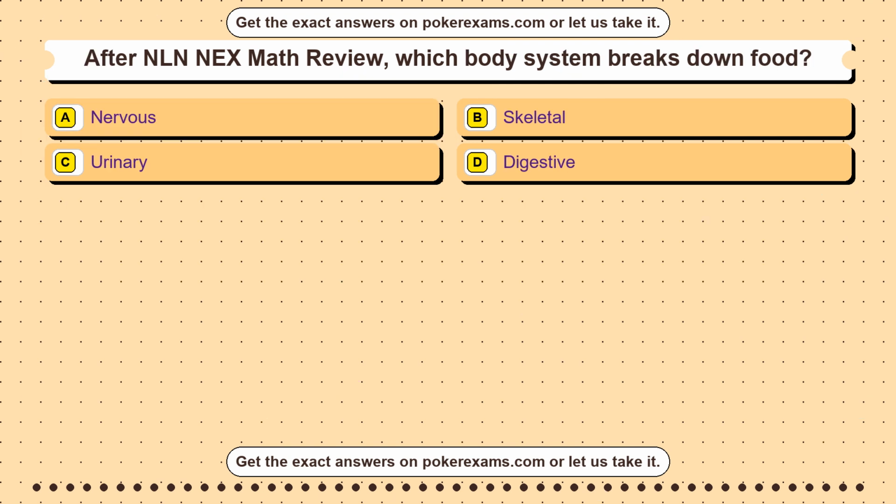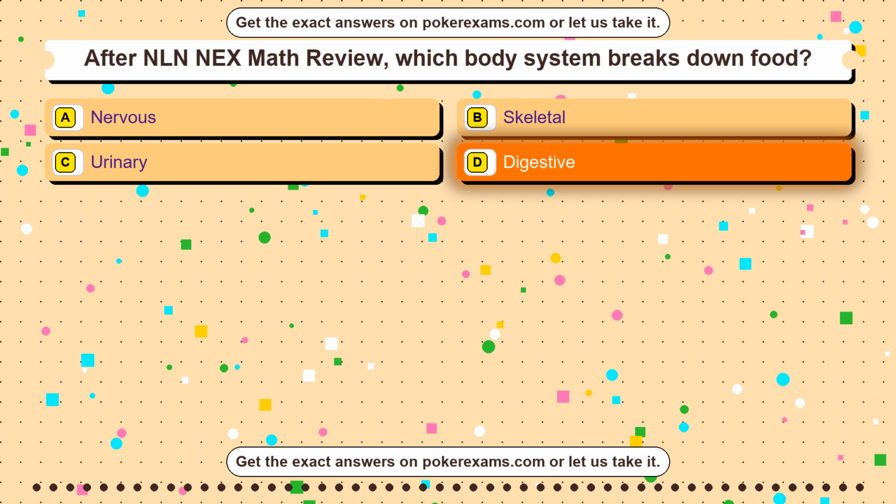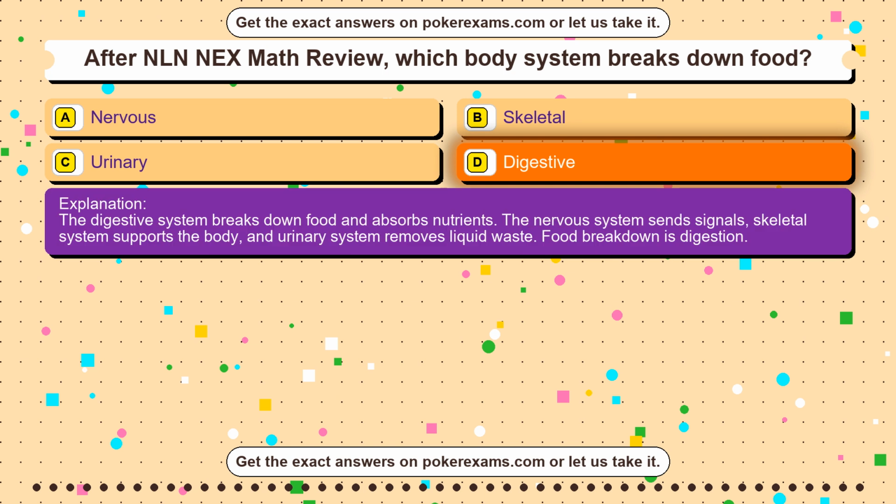Question 46. After NLN NEX Math review, which body system breaks down food? Option A nervous. Option B skeletal. Option C urinary. Option D digestive. The correct answer is option D. Digestive. The digestive system breaks down food and absorbs nutrients.